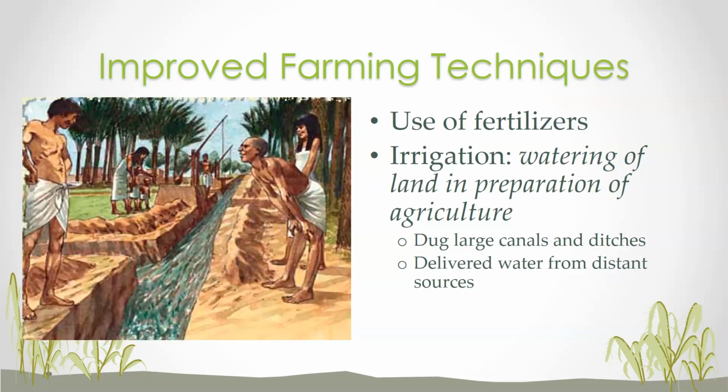A lot of time was spent improving farming techniques so that food would grow faster and better. So people began to use fertilizers. This allowed for nutrients to be embedded into the soil. And they also developed systems of irrigation. It was too dangerous to have your farms too close to the river due to flooding. So they developed systems like the ones that you see pictured here, where they have large canals and ditches that divert the water from the river and deliver it to distant locations like their farms and their homes.